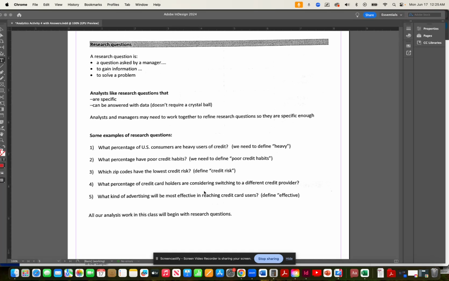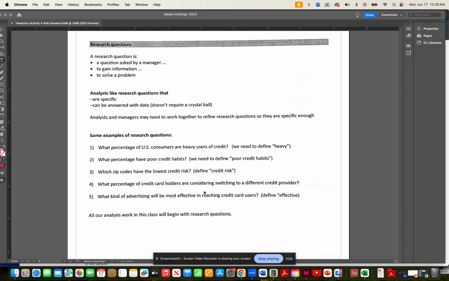Now, the thing is, we want our managers to work closely with analysts because sometimes the questions aren't specific enough or it's not something that can be answered with data. And those happen to be two things that analysts like when it comes to research questions. They want it to be specific and they want it to be answered with data so that we don't have to try to guess. So as I put on here, analysts and managers may need to work together to refine research questions so they're specific enough.